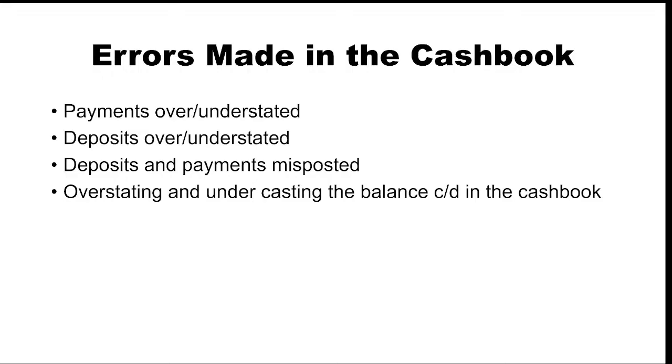So what are errors made in the cash book? We have also errors that can be made in the cash book. So we can have the payments over or understated. Then deposits can also be over or understated. Then we also have deposits and payments misposted. Then overstating and undercasting the balance carried down in the cash book. All those can be errors found in the cash book.